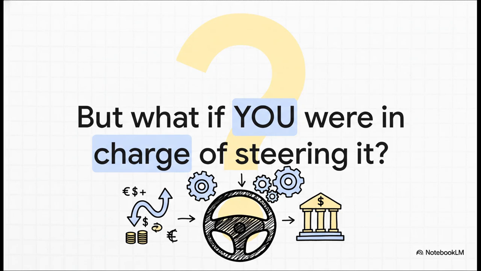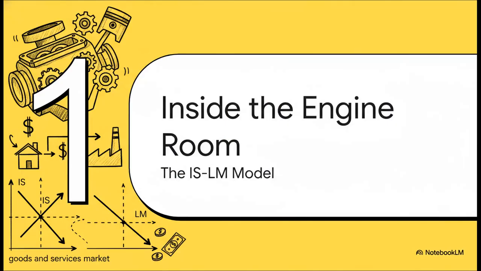Okay, so for the next few minutes, I want you to imagine you're in the driver's seat. Yeah, you're the one calling the shots at the central bank or the treasury. The decisions are yours. And to make those calls, you've got to understand the machinery you're working with. So first things first, let's pop the hood and take a look at the engine. The classic model that economists use to see the whole system at a glance is called the ISLM model. It's really just a way to see how two huge parts of the economy, the market for all the stuff we buy and sell, and the market for money itself, actually talk to each other.